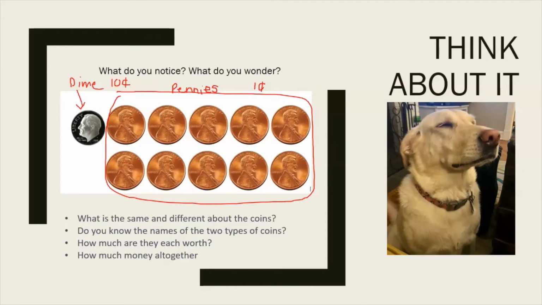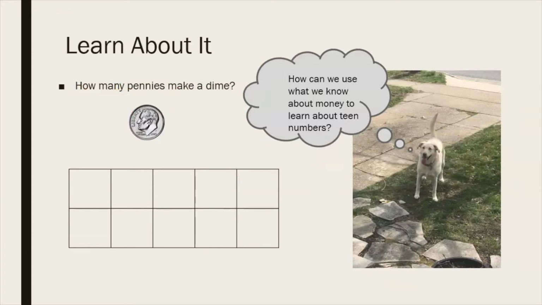Maybe we can use what we know about counting on and teen numbers to help us. I know this is 10, so if I count on, I have 10, 11, 12, 13, 14, 15, 16, 17, 18, 19, 20. 20. Padme's wondering, how can we use what we know about money to help us learn more about teen numbers? We've got to start by figuring out how many pennies make up a dime. Let's see if we can figure this out.